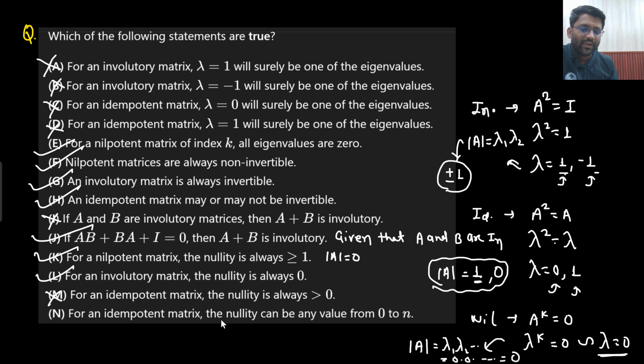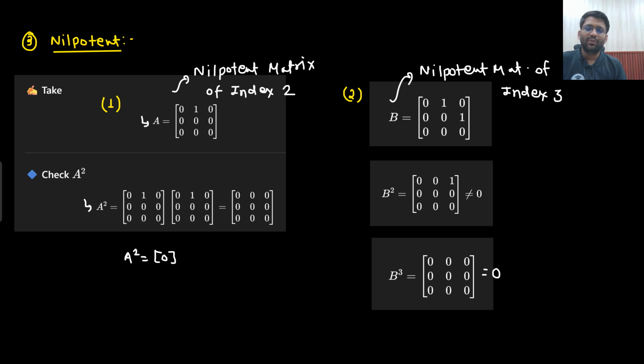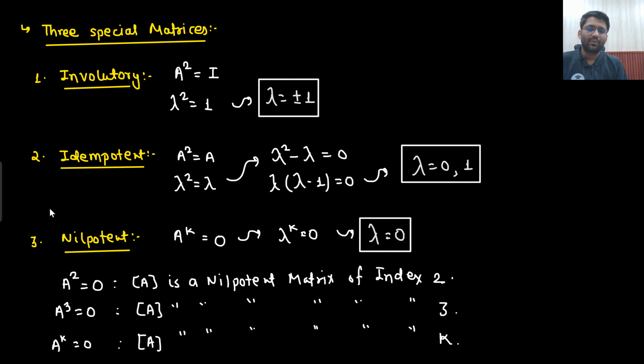For an idempotent matrix, the nullity can be any value from 0 to n. Yes. It could be 0 as well, it could be 1 as well, it could be 2 as well, it could be 3 as well, it could be n as well. So yes, for an idempotent matrix, the nullity could be anything: 0, 1, 2, 3, 4, 5, 6, 7, 8, 9, 10 till n. Understandable? So these statements are absolutely understandable to you. Nothing you need to mug up. If you only remember this particular thing, then you will be able to write down every single answer.